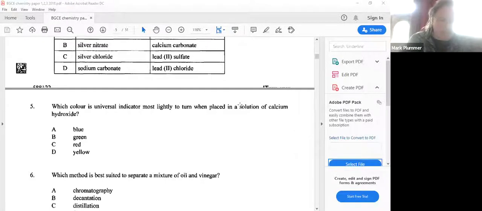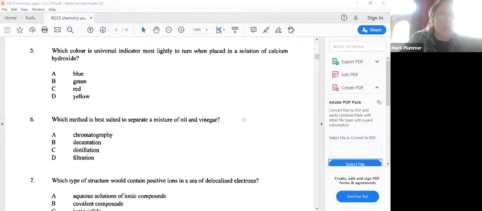Number 6, which method is best suited to separate a mixture of oil and vinegar? One's an acid, one's an oil. Again, the 2 you can get rid of straight away from here are chromatography and filtration. Basically, you need to think about how you separate two immiscible liquids. The best way to separate them is by decantation. If you had more of a mixture of substances, like crude oil, obviously we'd be looking at distillation. But the answer to number 6 is B.